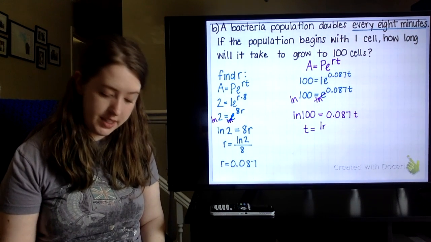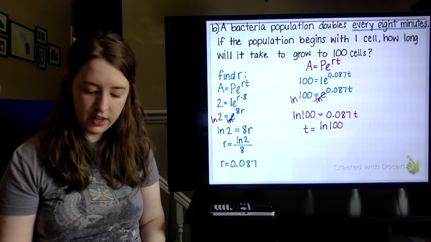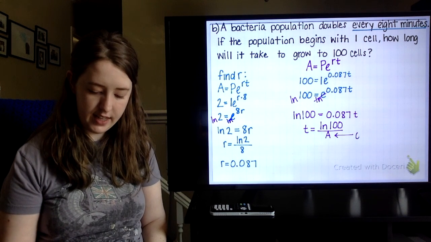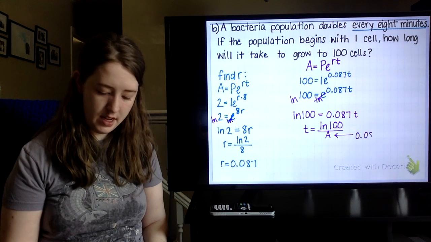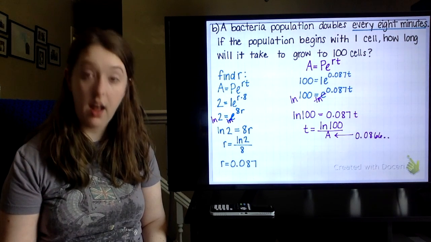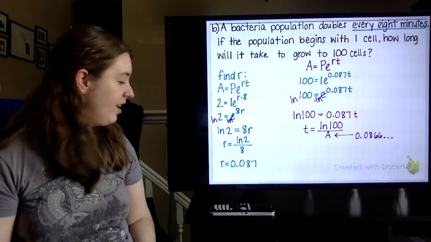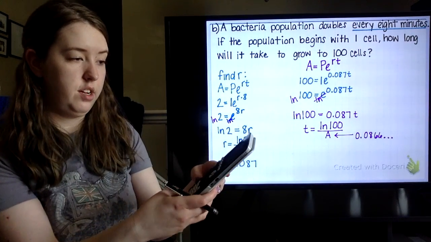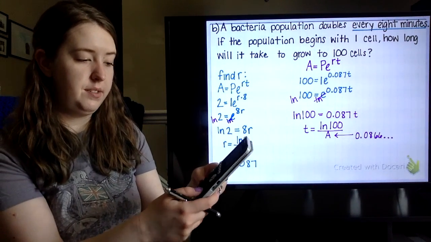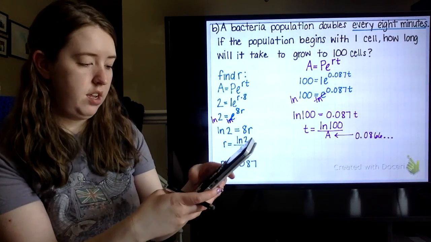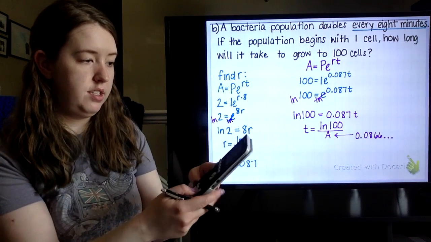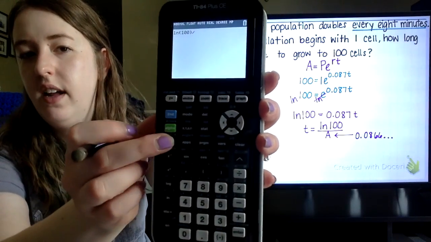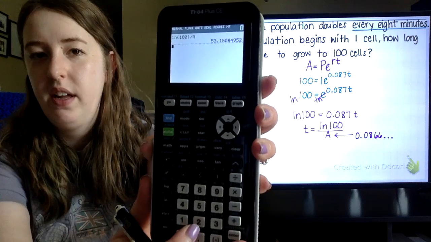So in my calculator, it's going to look something like this. The natural log of 100 over A. Because remember, what's saved in there is that 0.0866 blah, blah, blah from my calculator, right? So all you have to do is just put in natural log of 100 divided by, and then you will just click alpha and then A, because that's where we stored it, and press enter.